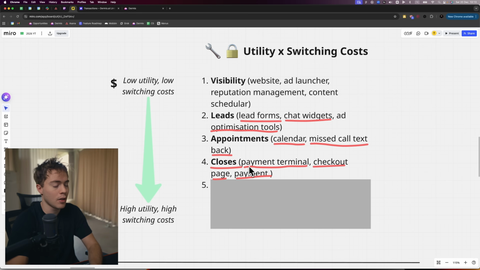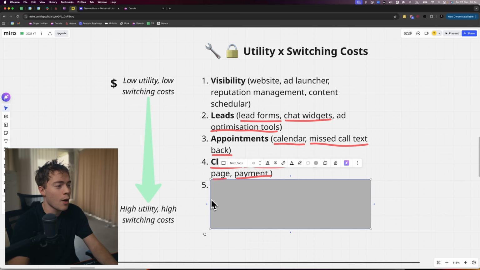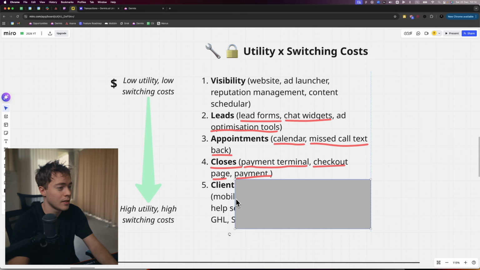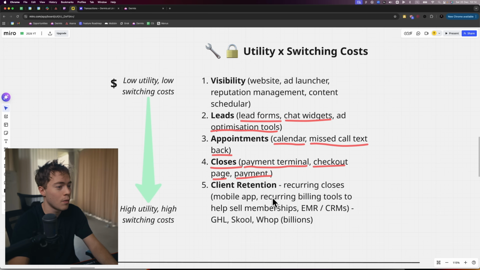Now, you can also think of closing for a business in terms of actually helping them turn an appointment into a close. So again, maybe that's an AI tool that helps someone turn an appointment into a close by sending them relevant case studies. Whatever it is, if you help generate sales, it's very high utility. Now, most people think you can stop here. Like, you can't do more than helping a business get more sales, can you? Well, actually, you can. And this is actually what we do, which is you can help a business keep their clients for longer and keep them paying over and over again.